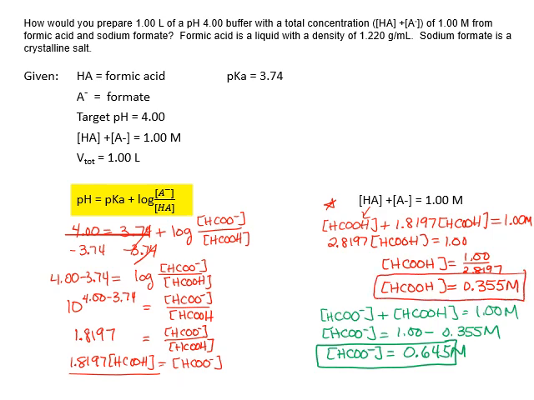So combining the Henderson-Hasselbalch equation and the buffer capacity equation has allowed me to determine the concentrations of the two components. I still need to figure out how much of each compound I'm going to be putting into my volumetric flask. I'm going to go to the next slide here to give us some more space. So remember, we're looking for a formic acid concentration of 0.355 molar, and a formate concentration of 0.645 molar.